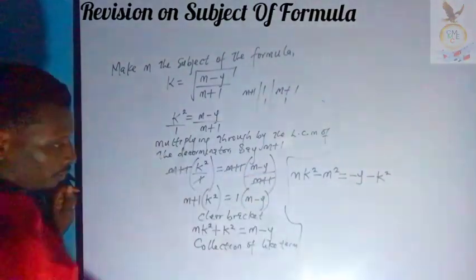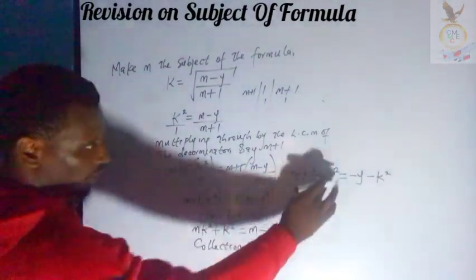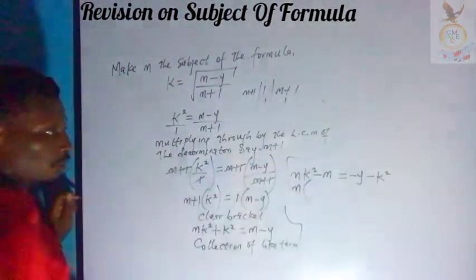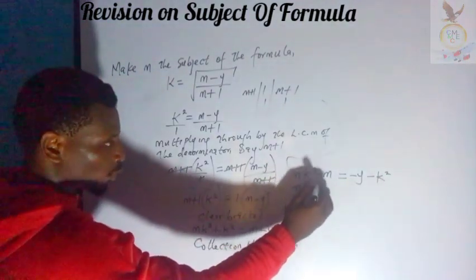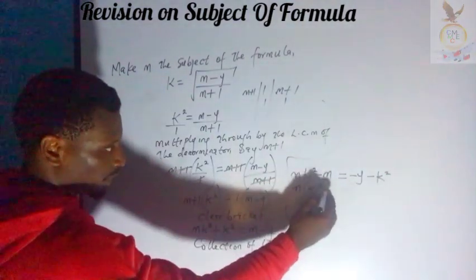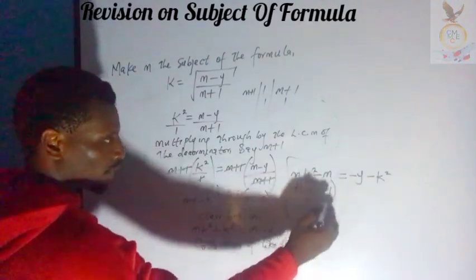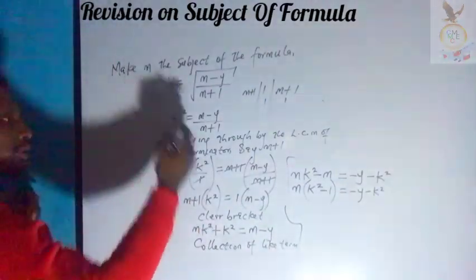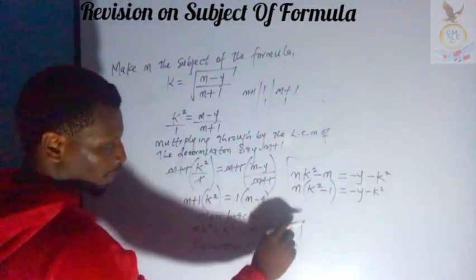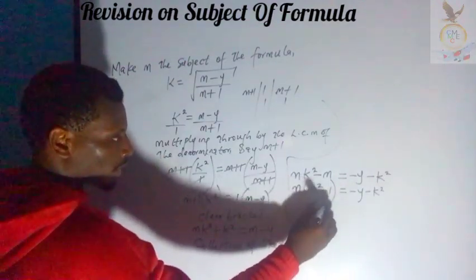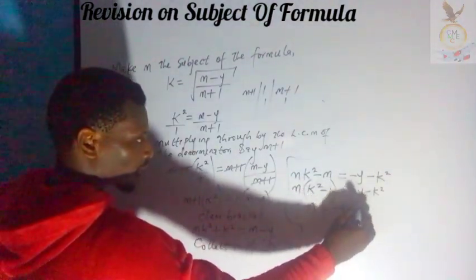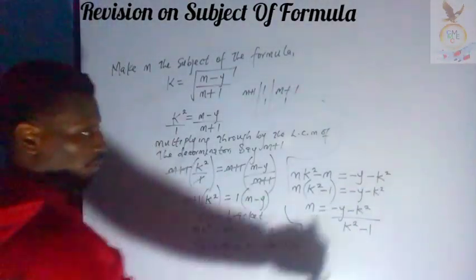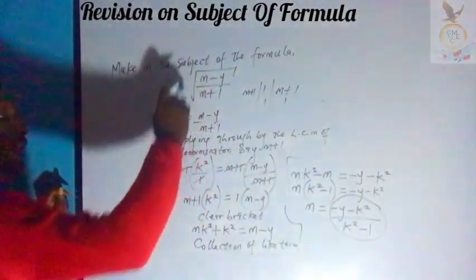So m is common. So we are going to have m cancel m, leaving us with k squared. Plus divided by minus is minus, and m cancel m is 1, equals minus y minus k squared. So we are told to make m the subject of the formula. So I'm going to divide by the coefficient of m, which is k squared minus 1. So m is equal to minus y minus k squared divided by k squared minus 1. So this is the answer to this question.